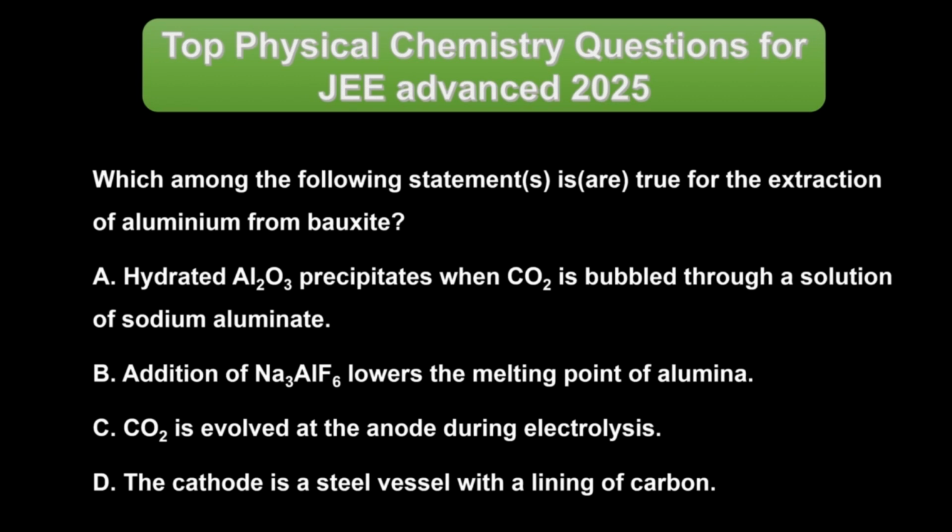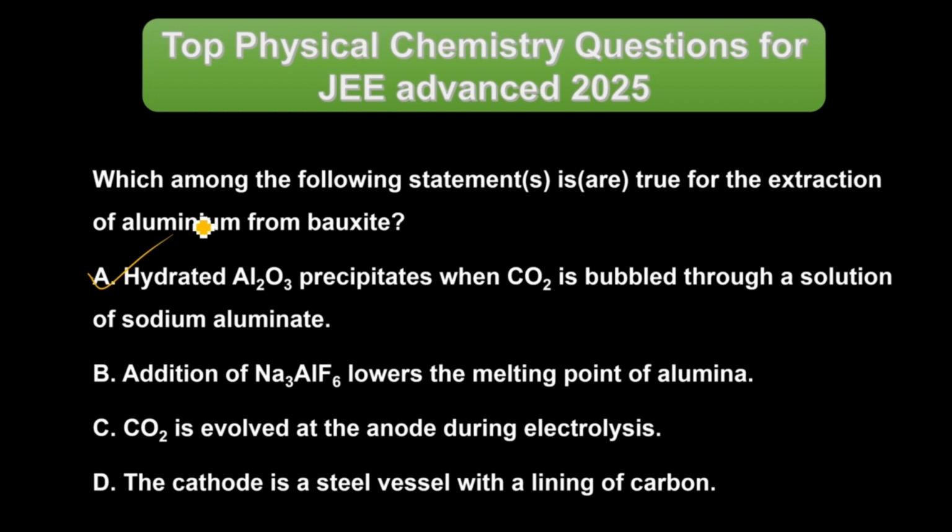So let's see one by one. This is an aluminium extraction process, called the Hall-Héroult process, which is a famous process. You must have known about that. Al2O3 is obtained as a precipitate when CO2 is bubbled through the solution of sodium aluminate. It reacts with CO2 to form sodium carbonate, and along with that, aluminium hydroxide is precipitated out. So option A is right.